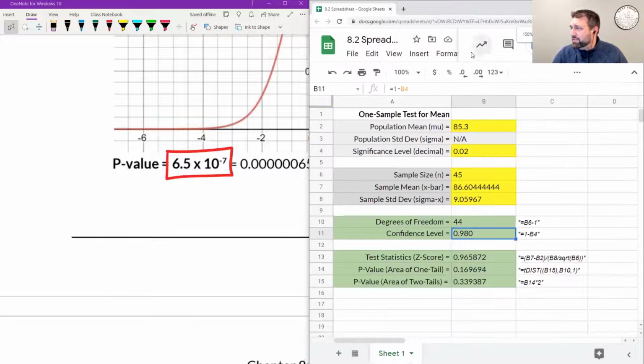And so you can see from this Google Sheet that you put in the mean and your significance level. You don't need to put in the population standard deviation. Instead, you're just going to use the sample standard deviation because you're doing a sample. You're collecting information from the sample. And then it'll calculate the degrees of freedom, the confidence level, the z-score, and the area above one tail, or if you double it, the area above two tails.